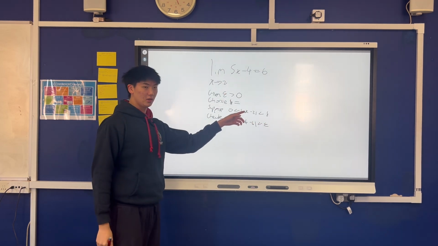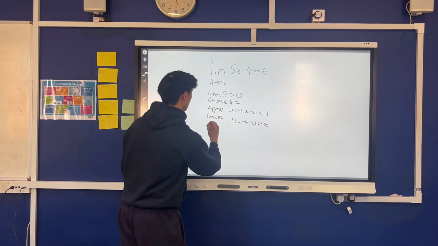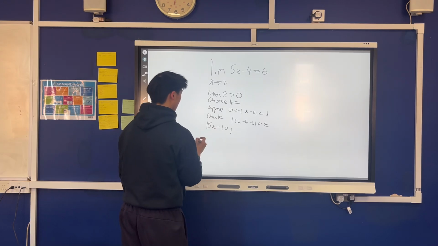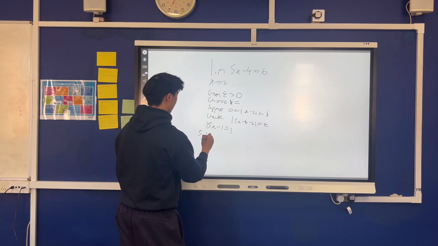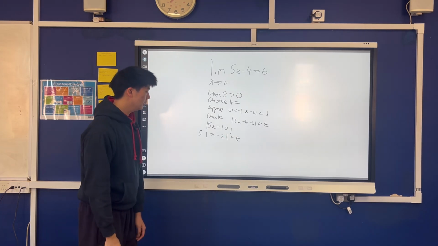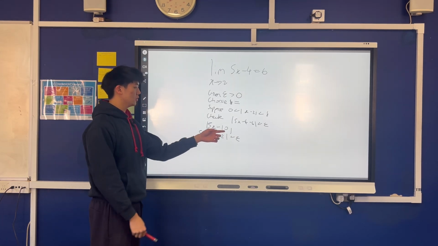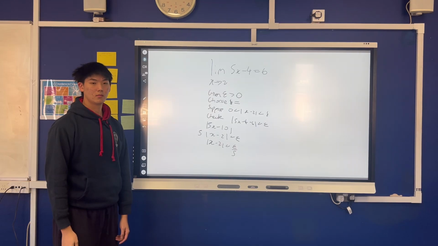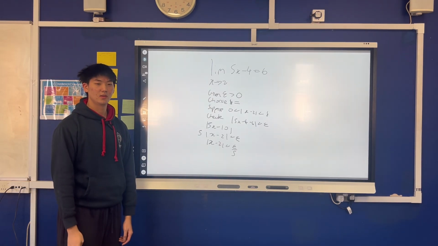We want to get this into that form again. So what we're going to do, we can simplify it: 5x minus 10. And then we can simplify that to 5 mod x minus 2, less than epsilon. And so, what do you think we should choose delta as? Epsilon over 5. Yeah, correct.